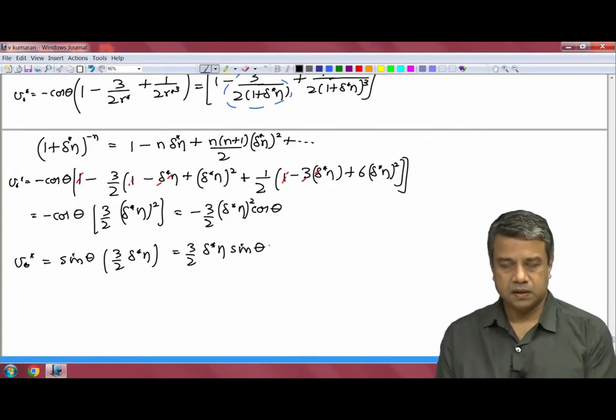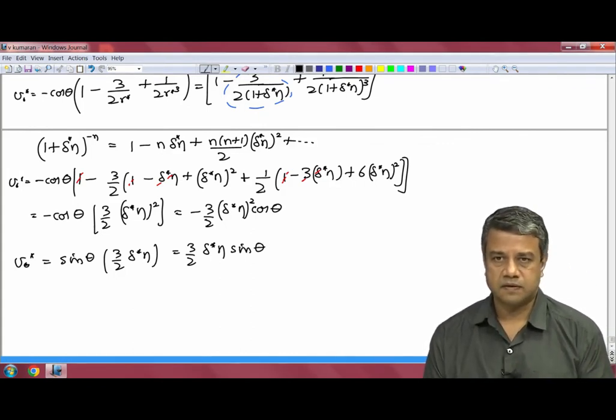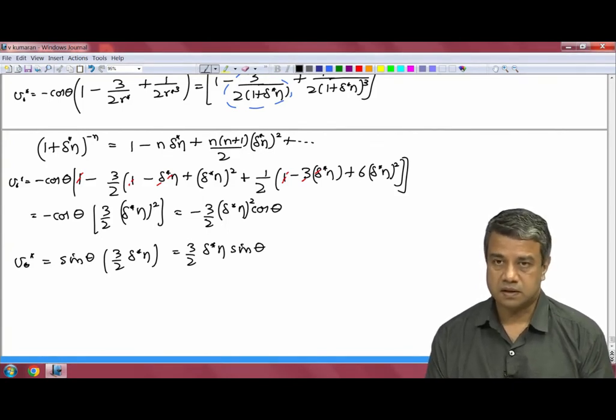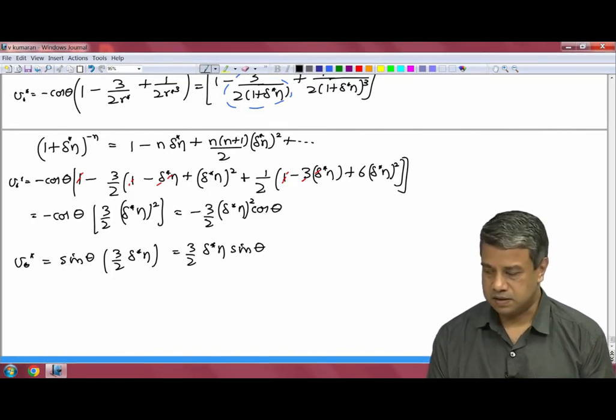So, this is the simplification for the velocity very close to the surface. Now, we have to put this into the conservation equation and then solve it. This I will continue in the next lecture. I will see you then.